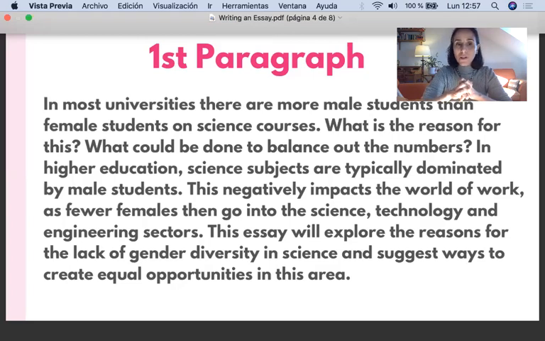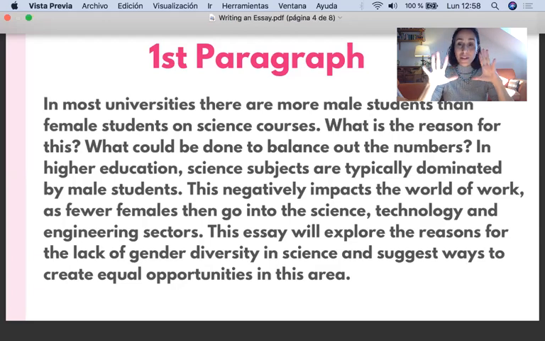In higher education, science subjects are typically dominated by male students. This negatively impacts the world of work, as fewer females then go into the science, technology, and engineering sectors. This essay will explore the reasons for the lack of gender diversity in science and suggest ways to create equal opportunities in this area.